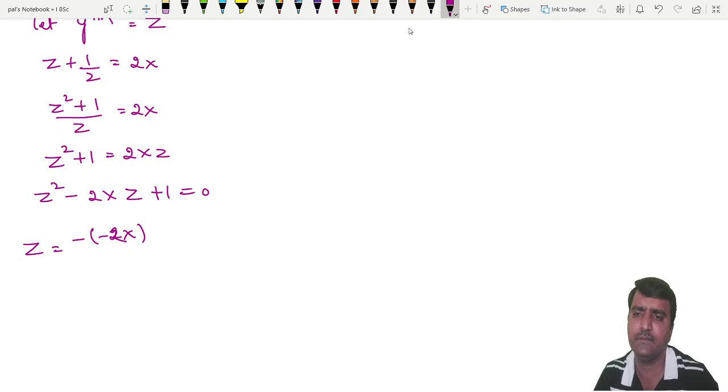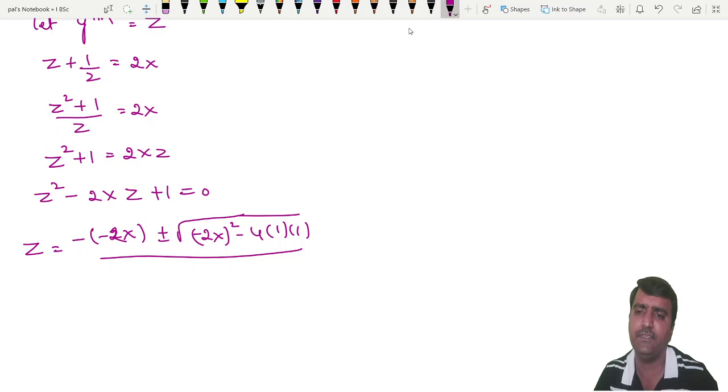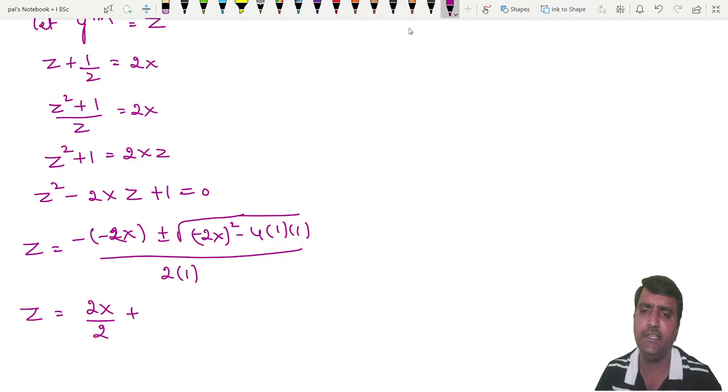So z is equal to minus 2x plus or minus square root of b square, that means minus 2x whole square minus 4ac, c is also 1, this divided by 2a, so that a is 1 here. Now z is equal to minus of minus plus 2x by 2 plus, so here you can take 4 common factor and keep this 4 outside from this root. So root of 4, like this. So this is 4x square minus 4 divided by 2.